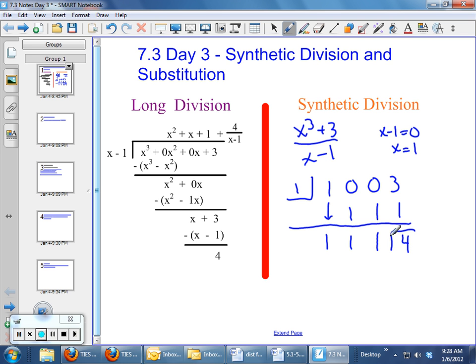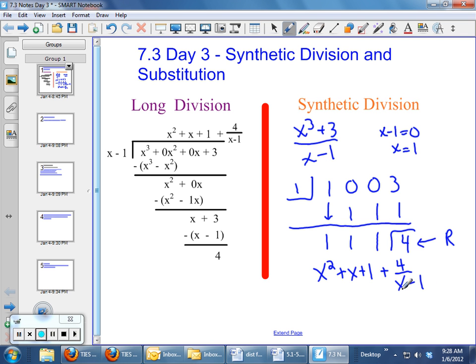So now, what the heck does this mean? So hopefully it's clicking now. This 1 is the 1 for the x squared. This 1 is the 1 in front of the x. This 1 is the constant. And the 4, this is the remainder. Cool. So our answer is x squared plus x plus 1 plus our remainder of 4 over x minus 1.